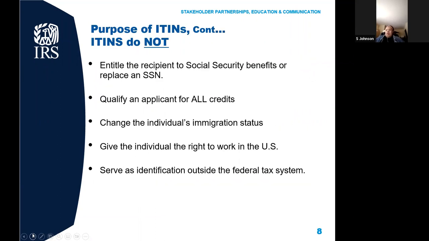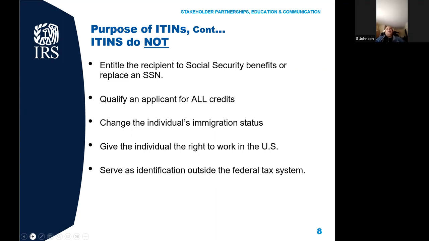As we continue on, the purpose of ITINs continues. ITINs do not, and they're going to keep emphasizing this, entitle the recipient to Social Security benefits, or replace a Social Security card. It does not qualify applicants for all tax credits. It does not change their immigration status. It does not give them a right to work, and it does not serve as identification outside the federal tax system. And that one is very important.